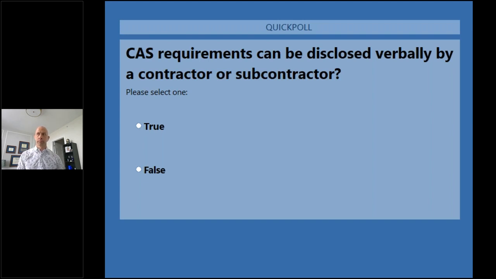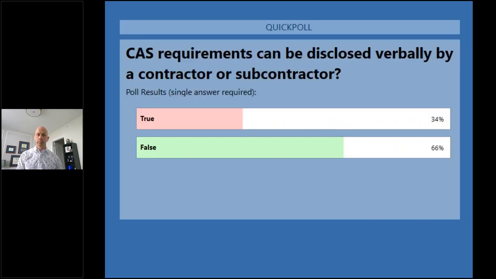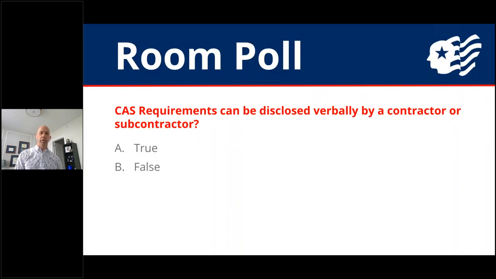All right. One third say true and two thirds say false. So the correct answer is false, right? We just said on a couple of those previous slides that CAS has to be a written disclosure statement. So simply saying what you're doing is not sufficient.